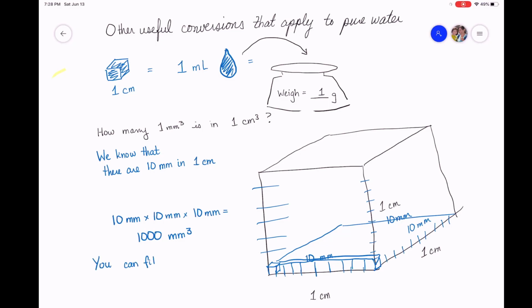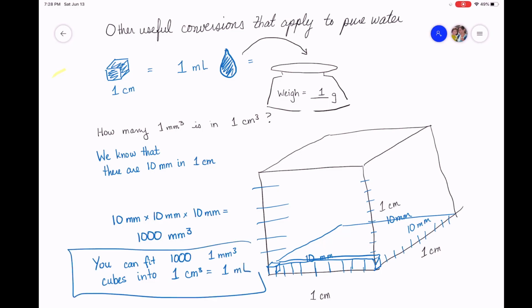then you should be able to fit 1,000 1 millimeter cubes inside 1 centimeter cubed, which is equal to 1 milliliter of water. So if I take a drop of blood and it is 1 milliliter of blood, that is actually 1,000 millimeters cubed.